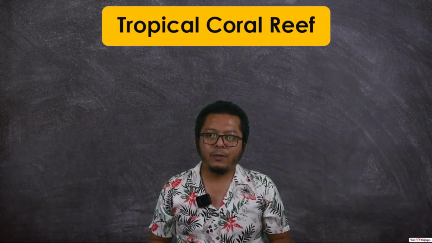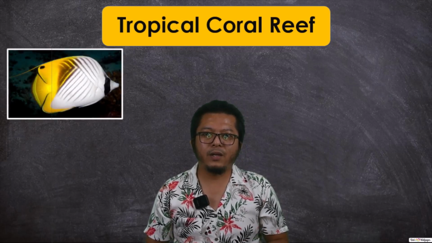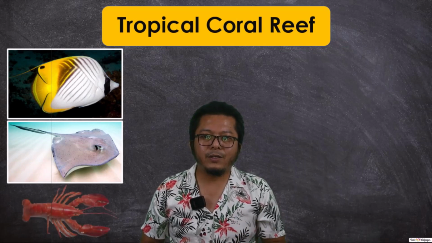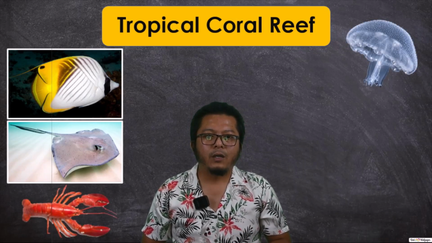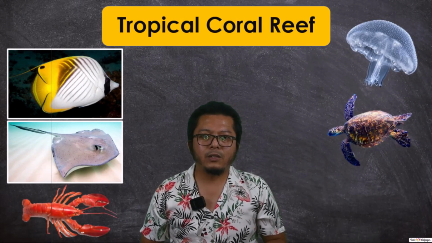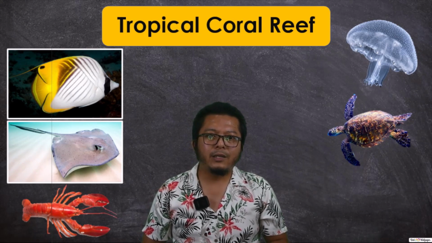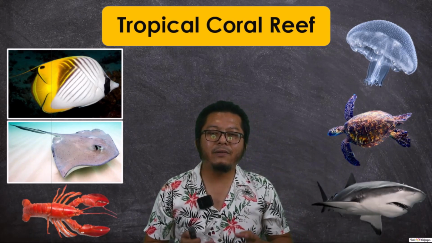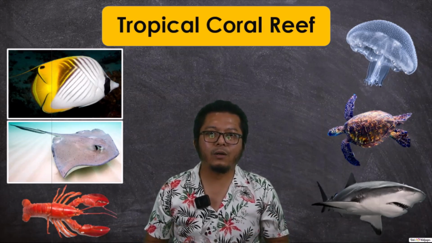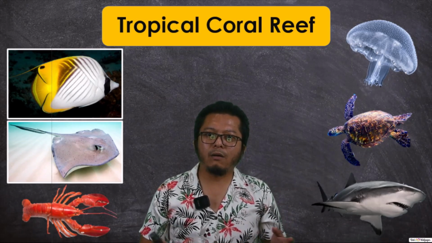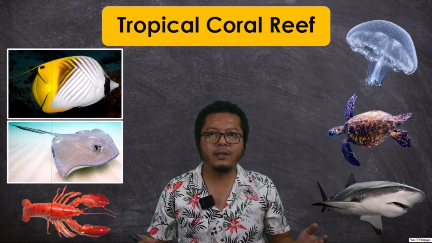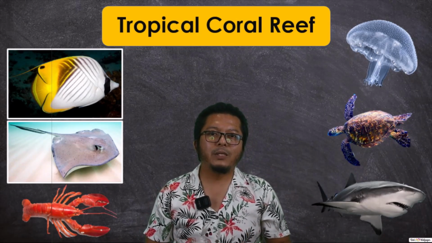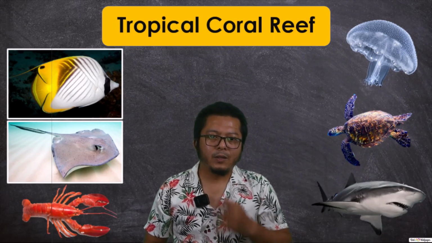Example would be butterfly fish, stingrays, lobster, jellyfish, sea turtle, and shark, and these animals live around coral reef because there are lots of food. Banyak makanan di sana. Banyak makanan, so banyaklah animalnya. So pasal banyak makanan. Okay.